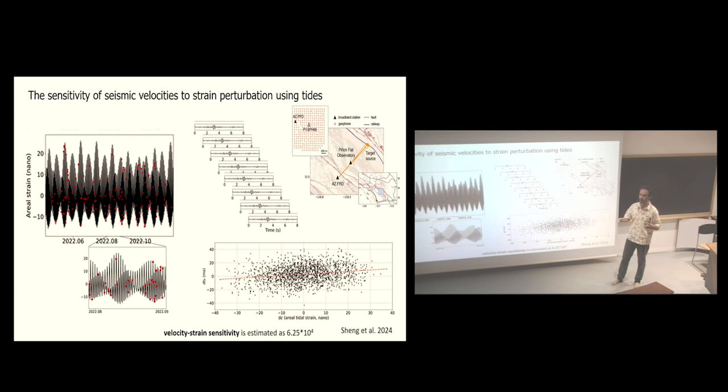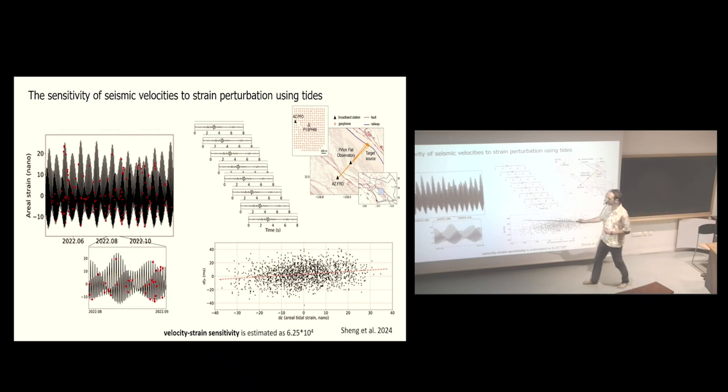So solid earth tides are permanent changes of the strain within the earth. And one important piece of information that we are lacking is how seismic velocities are sensitive to strain changes. We don't know, actually, and this is very important in monitoring, when we want, from seismic velocity observation, to go back to some physical changes of deformation within the crust.